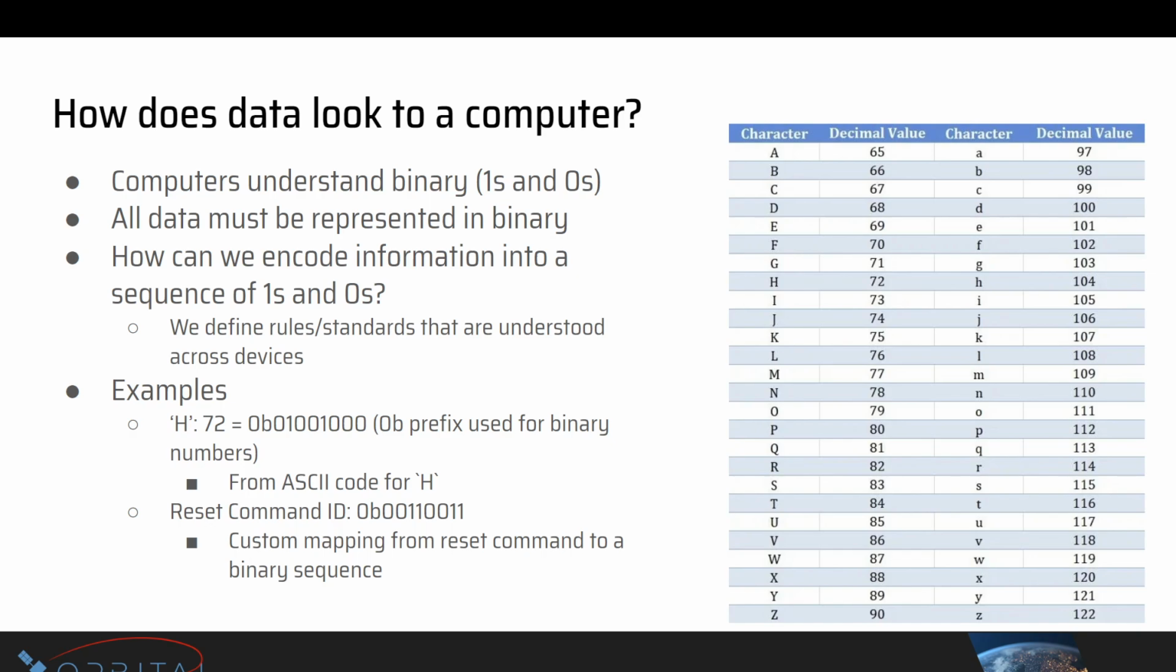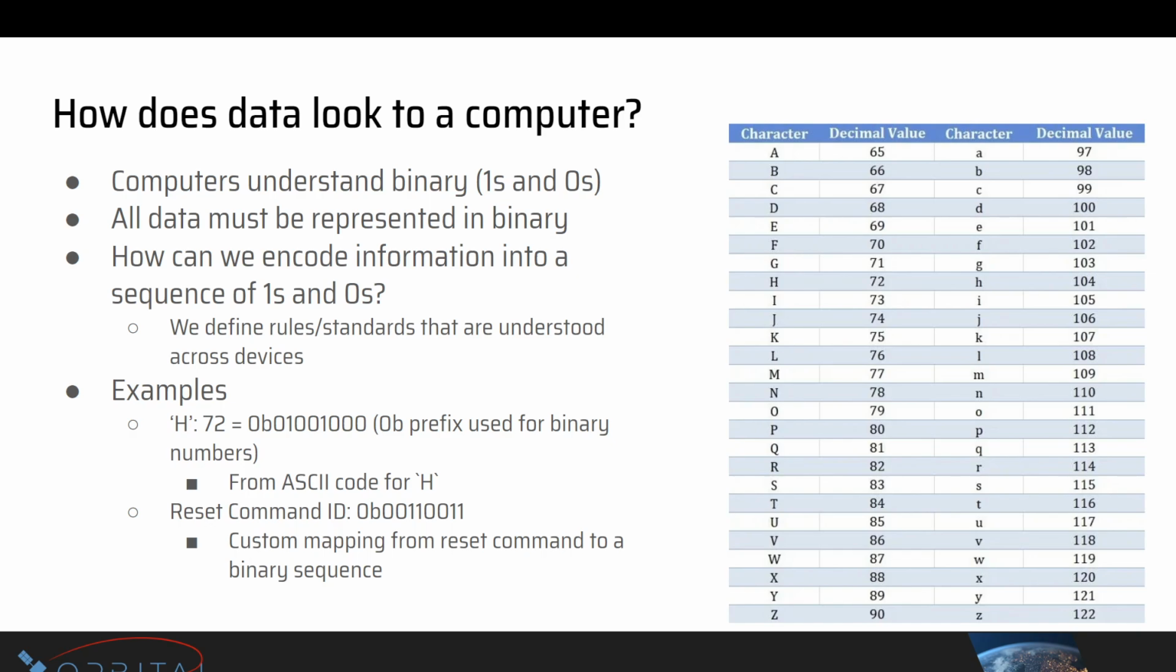So how does data look to a computer? All computers see are just binaries, so either ones or zeros, and from that it has to interpret what that data actually means. So you need a way for all data to be represented in binary. To encode information into a sequence of ones and zeros, you define standards and rules so that you're able to understand it across devices. Everybody standardized that 101 means this, like a value of 65 in decimal translates to the ASCII character capital A. That's standardized, so if your device receives it, it knows what that means.